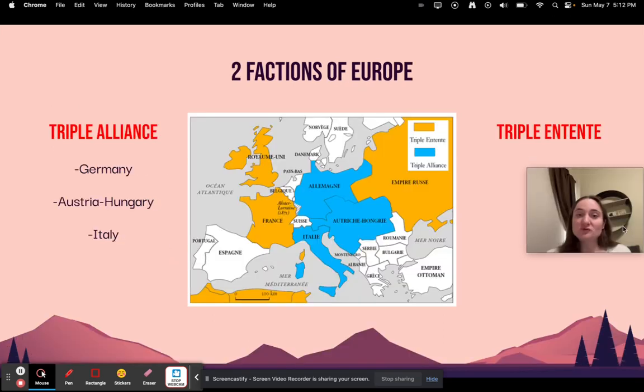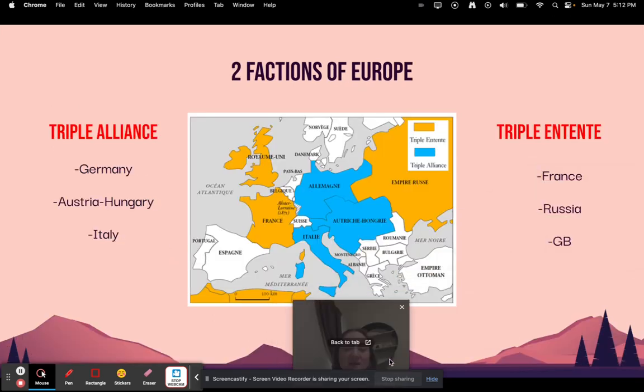So there are two factions of Europe right now, okay? So there's the Triple Alliance, which is Germany, Austria-Hungary, and Italy. And then there's the Triple Entente, which is France, Russia, and Great Britain, which I just abbreviate to GB, by the way.